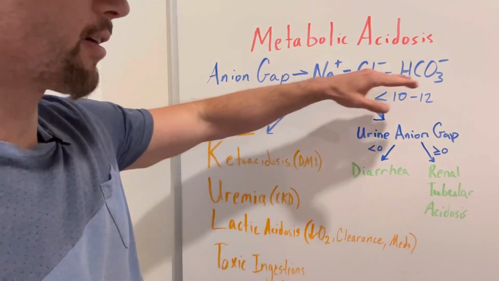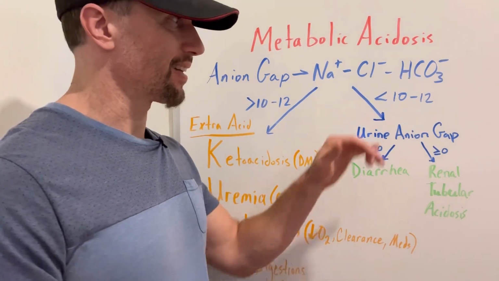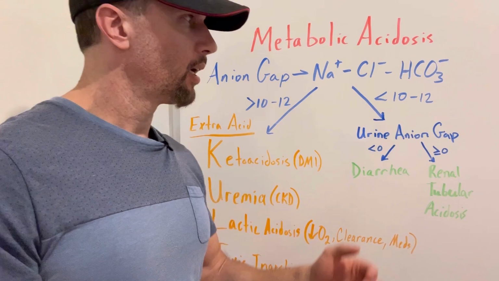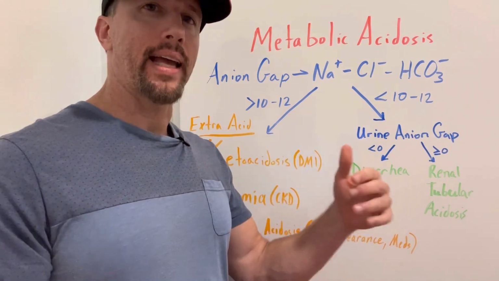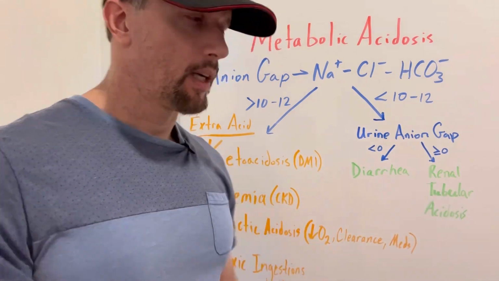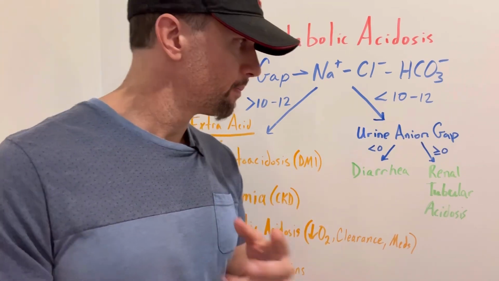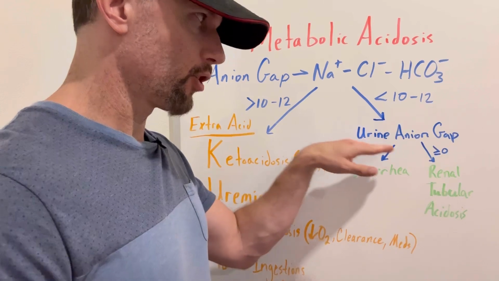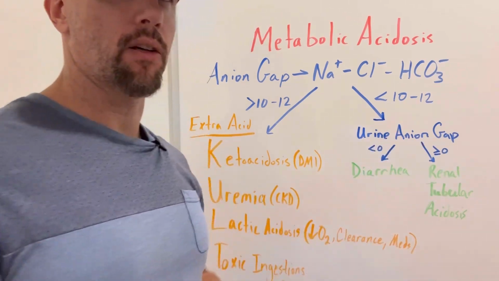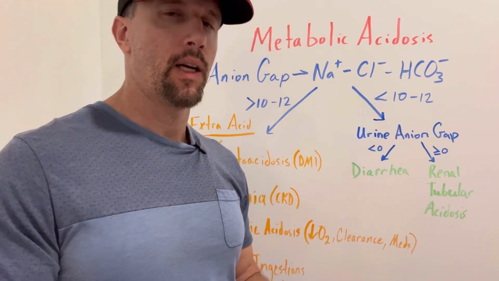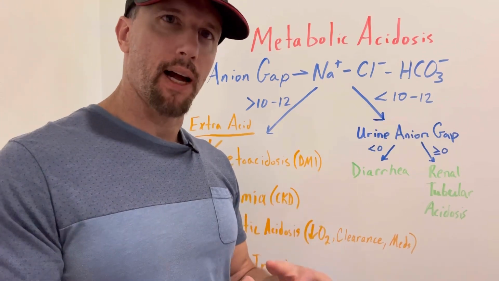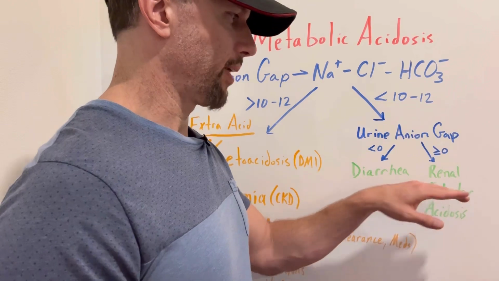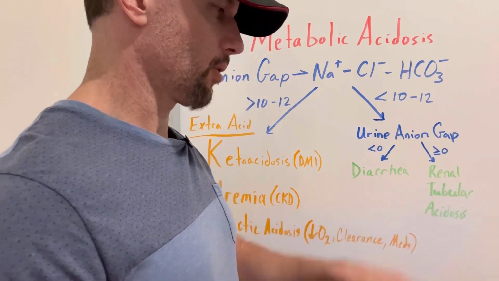What if we do this calculation for anion gap and it's less than 10 to 12, but we still have this metabolic acidosis going on? It is a non-anion gap metabolic acidosis. And there's only 2 causes this could be. So if you have this, you immediately do a urine anion gap. And I'm not going to include the calculation for that one because I want to keep this somewhat simplified. But the two things it could be are diarrhea or renal tubular acidosis.